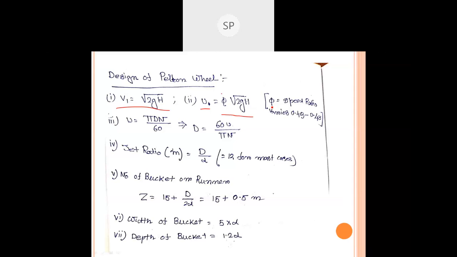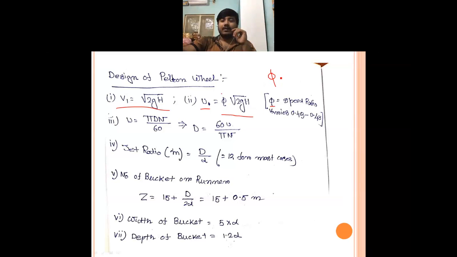Now the speed ratio is 5. 5 is equal to u by v1, sorry, is u by v1. Okay, so 5 is equal to u by v1, so u is equal to 5 into root 2 gh. Okay, so 5 is the speed ratio and its value varies from 0.43 to 0.48.